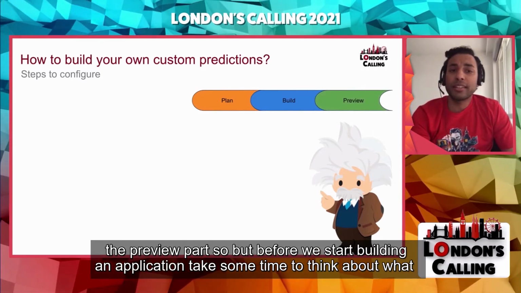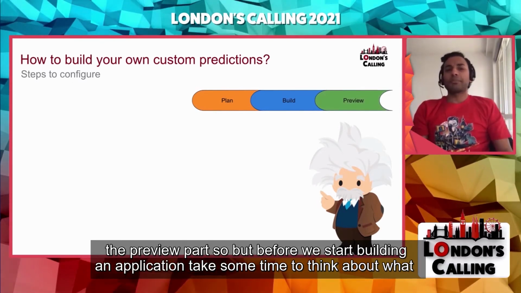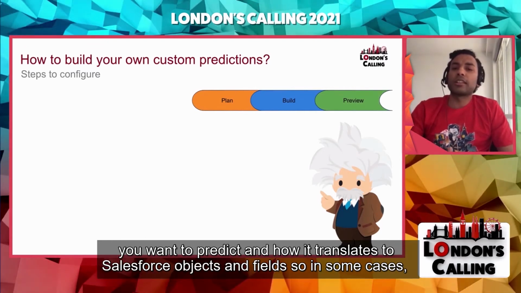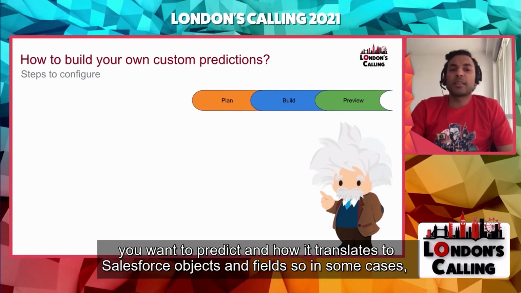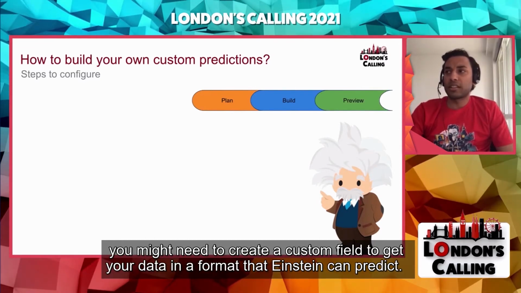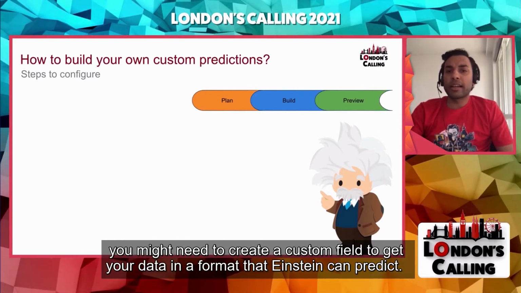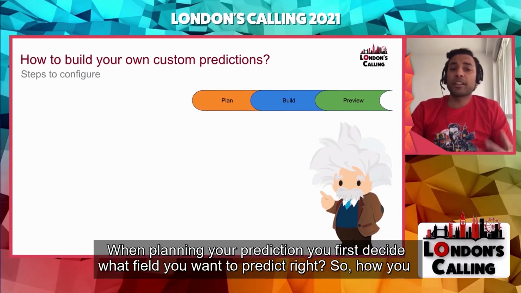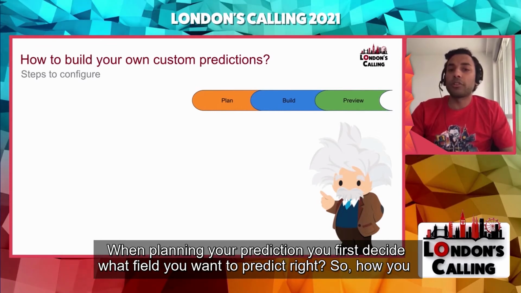Before we start building, take some time to think about what you want to predict and how it translates to Salesforce objects and fields. In some cases, you might need to create a custom field to get your data in a format that Einstein can predict. When planning your prediction, you first decide what field you want to predict, right?